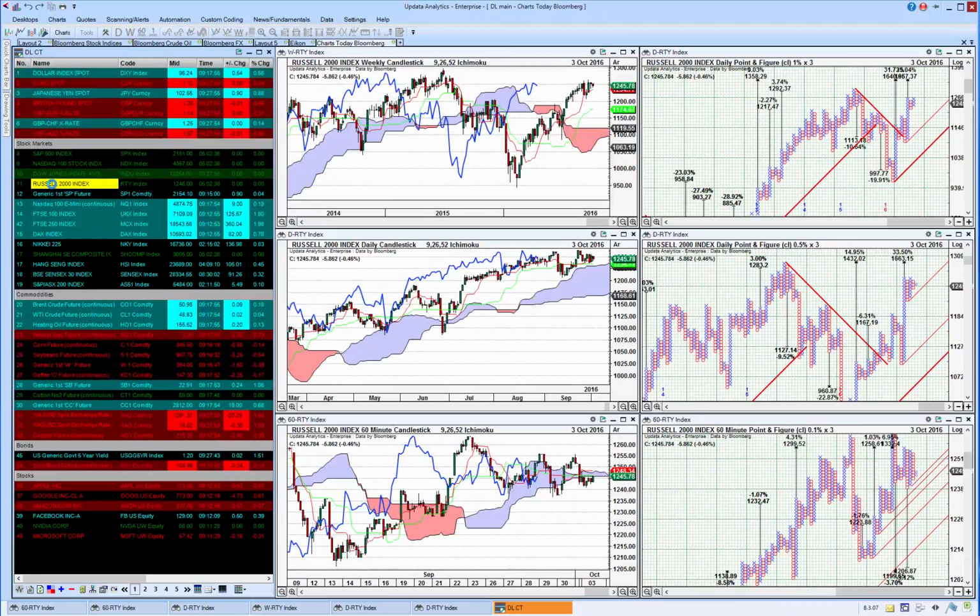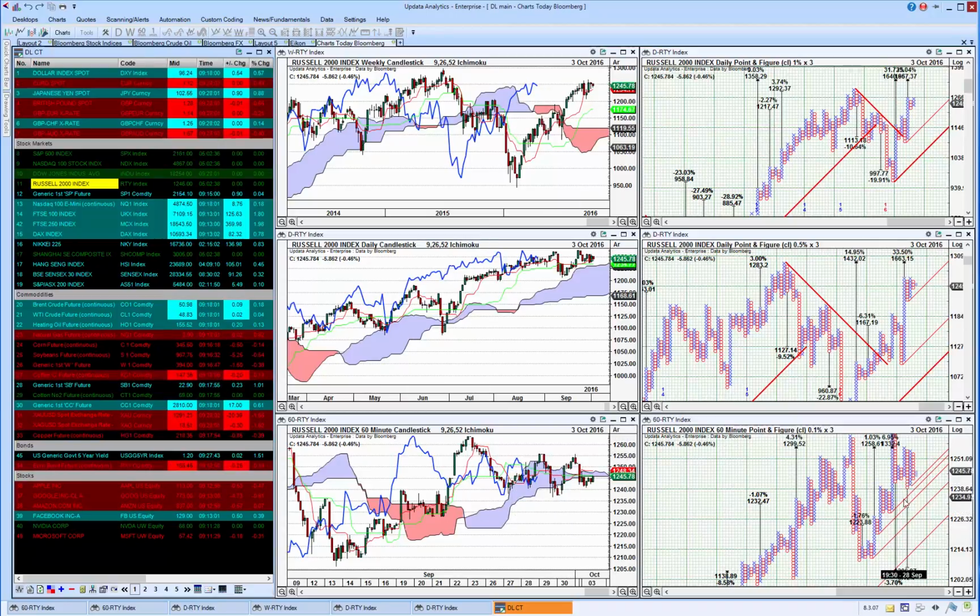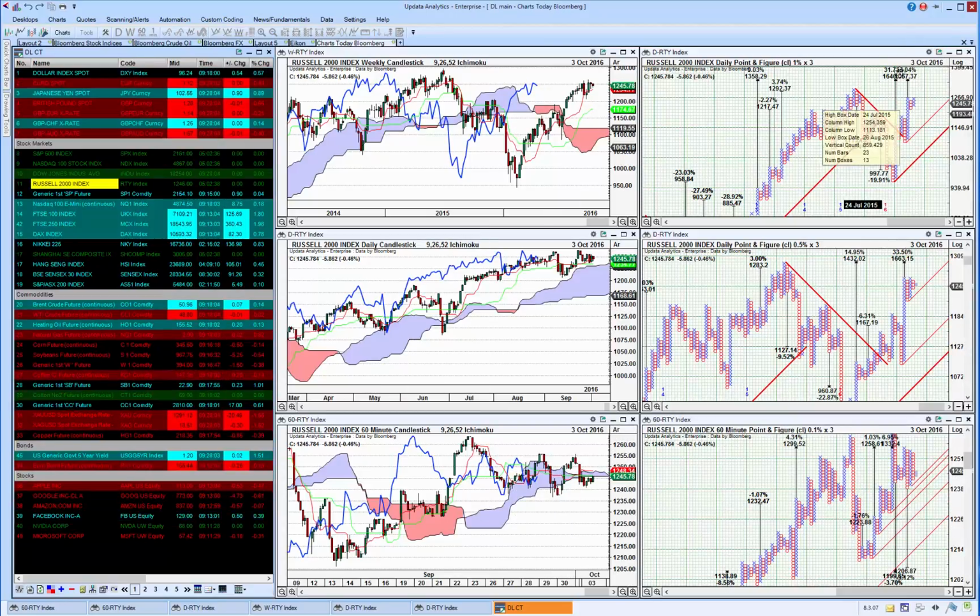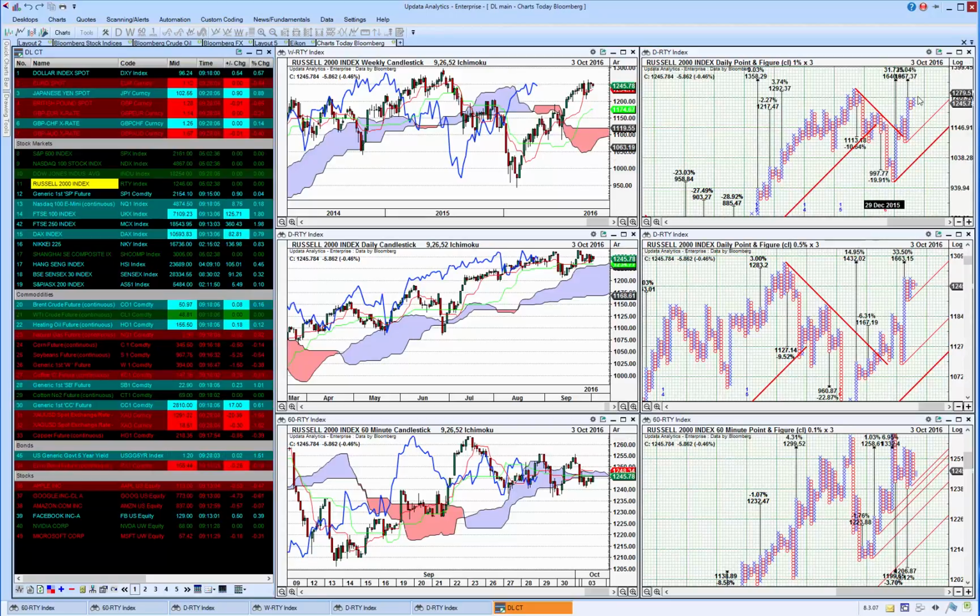The Russell 2000, the shorter term in the smaller stocks index, looking bullish on all fronts as well. We do have some downside targets here, but really it's these long-term upside targets, again around 30% upside. So market looking very, very strong.